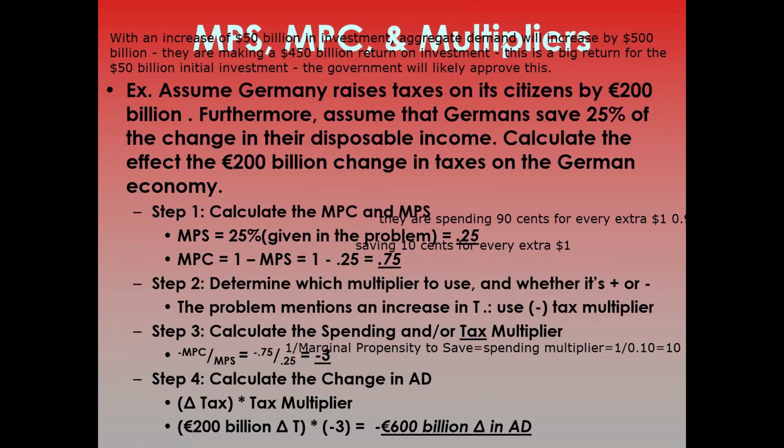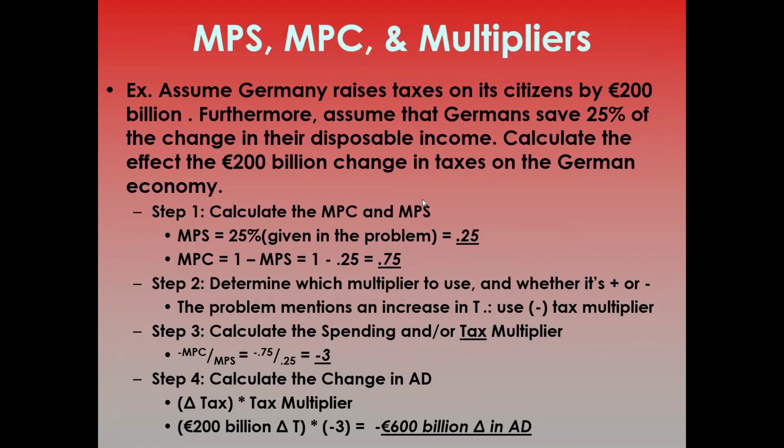So in this case, assume Germany raises taxes on its citizens by 200 billion euros. Furthermore, assume that Germans save 25% of the change in the disposable income. Calculate the effect of 200 billion euro change in taxes on the German economy. So the MPS is 0.25 because they save 25% of their income. So you just put that in the decimal form right here. And then this would be just subtracting 1 minus 0.25. So yeah, MPC equals 1 minus 0.25.